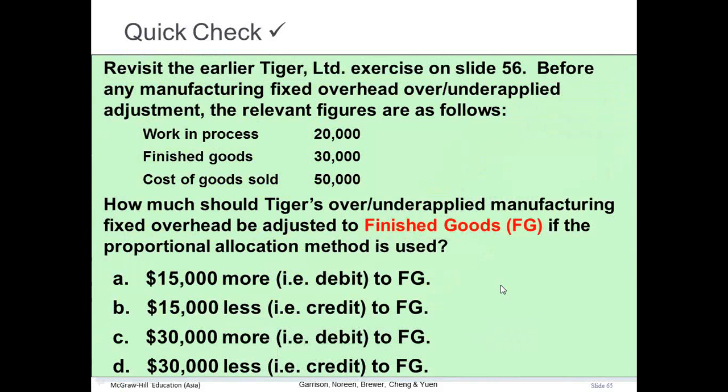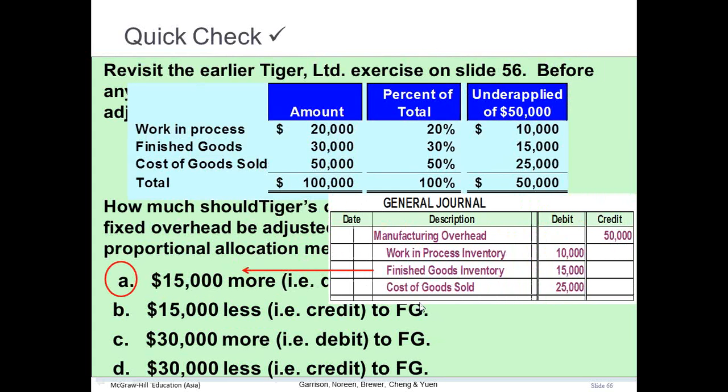So let's go back to where we were. We're going to be asked to allocate the over or under applied overhead. The relevant figures are shown. Work in process, 20,000, finished goods, 30,000, cost of goods sold, 50,000. So how much should the over or under applied manufacturing fixed overhead be adjusted to the finished goods if the proportional allocation method is used? $15,000 more.